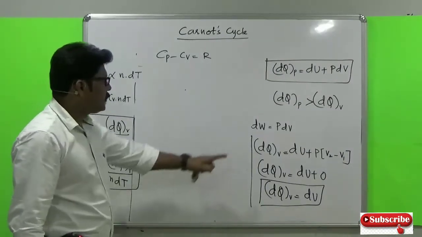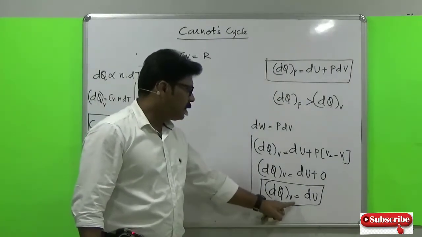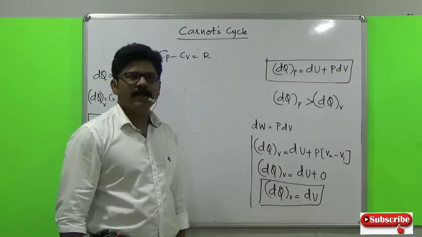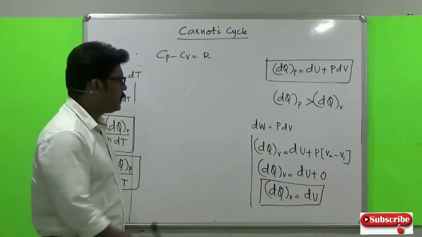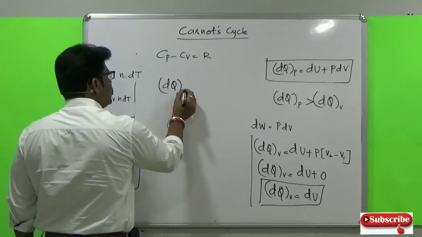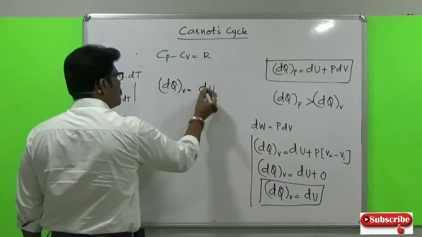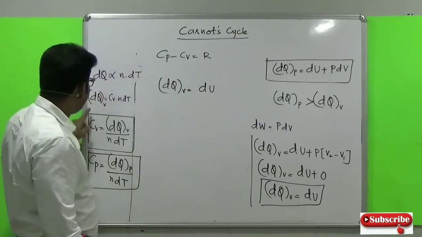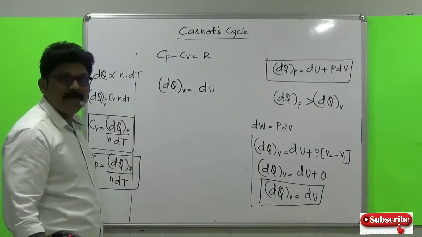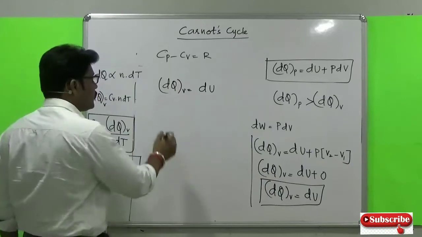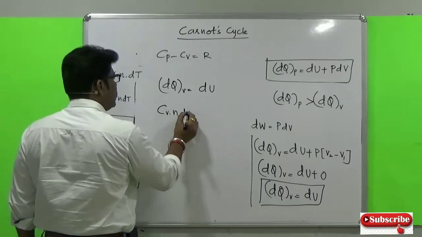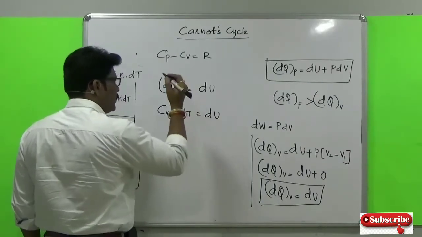अब देखो इधर dq when you are supplying it constant volume, it is utilized only to increase the internal energy. That is dq at constant volume equals to du. That's all. अब इधर dq at constant volume क्या है भैया? cv into n into dt. Substitute कर दो. So cv into n into dt equals to du. एक इक्वेशन आ गया.